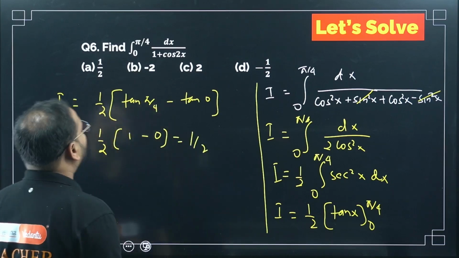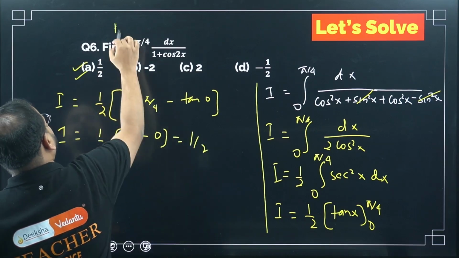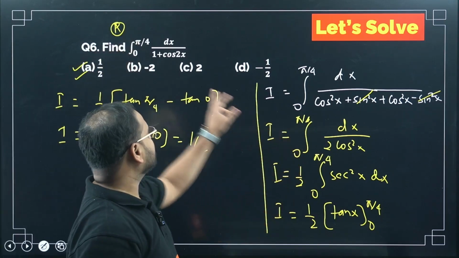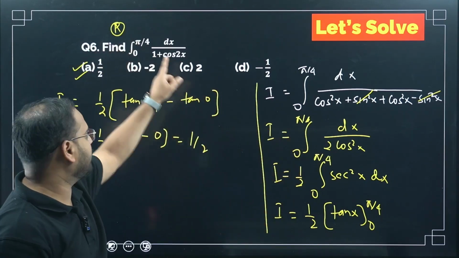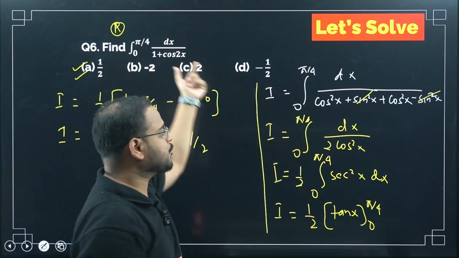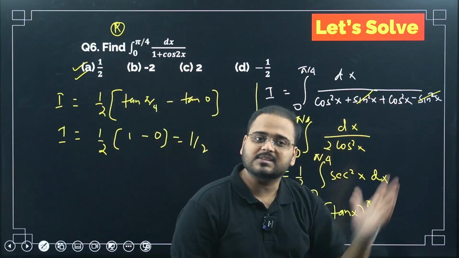1 by 2. Option number A. Please have a look. Okay. Simple integration. I have to use substitution for the formula. 1 as cos square x plus sin square x. Second I use for cos 2x. I got it as cos square x minus sin square x.